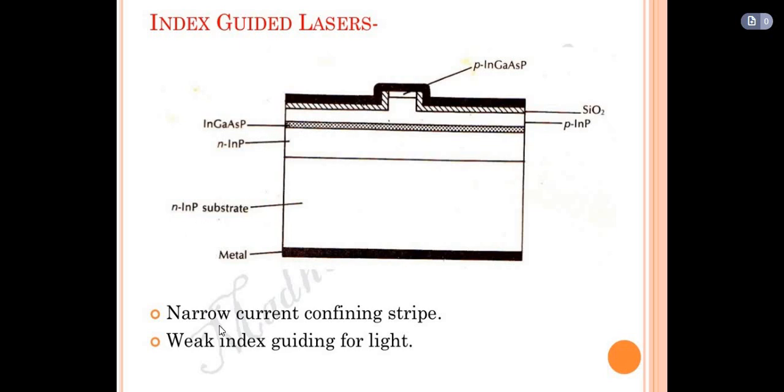So based on that, how the narrow current confining strip is going to work, and what is the current confining strip, students, from where the current is going to be obtained, right? So that should be as narrow as possible in order to get that confinement done. Next thing, the weak index guiding for light needs to be achieved for the index guided laser, right? So these are the concepts we need to consider for designing the laser.